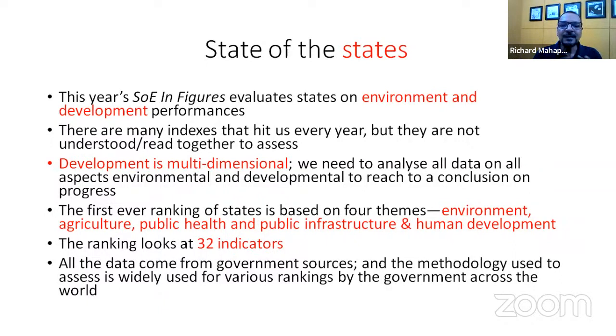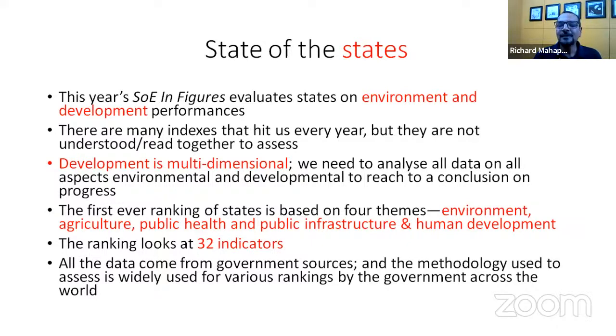And this first ranking of states on environment and development is based on 4 themes: environment, agriculture, public health, and public infrastructure and human development. And as I said, we define development as multidimensional. So these 4 dimensions we feel are critical to have an overall sense of development and environment for the states. And we have deployed 32 indicators altogether for these 4 themes to rank the states.